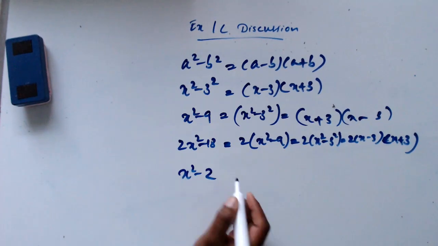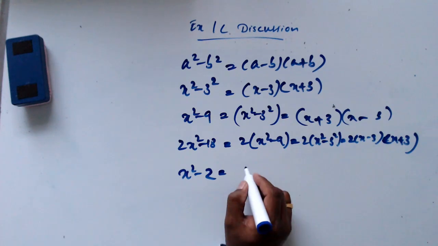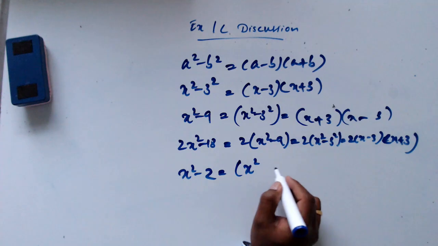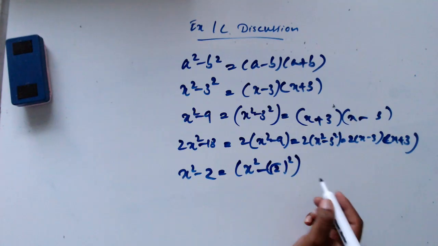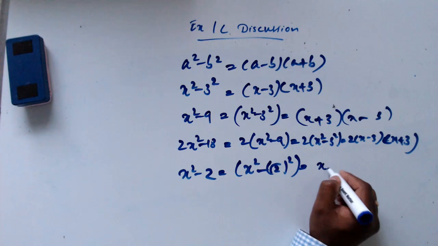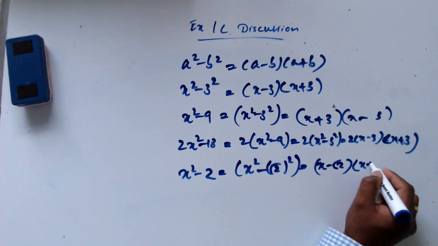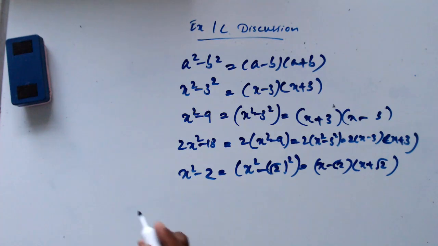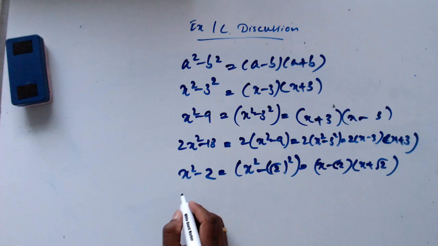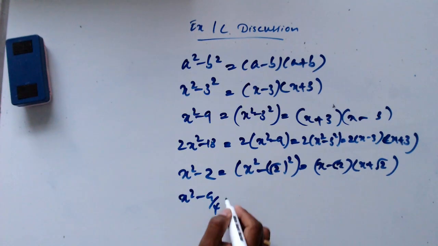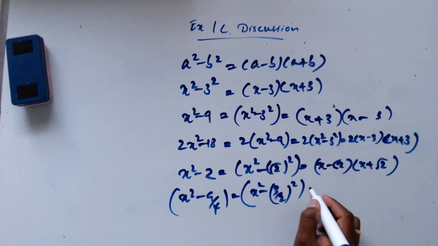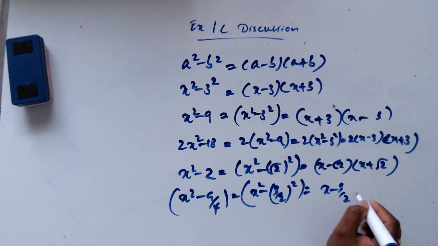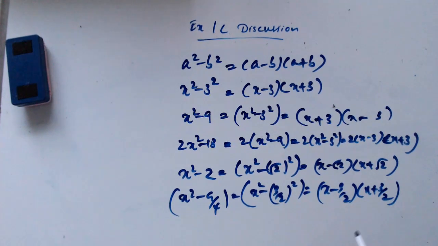How do you do x square minus 2? This is not a square number, so you can write this 2 as a square number. We know that square root 2 square is 2. Then now you have a square number. Then you can break it into x minus square root 2 and x plus square root 2. And how about this one? If you have x square minus 9 over 4, then you can write x square minus 3 over 2 square. Then this is going to be x minus 3 over 2 and x plus 3 over 2.